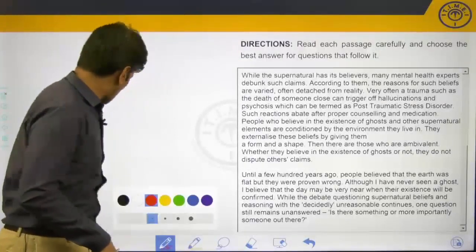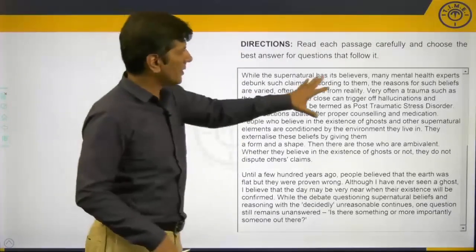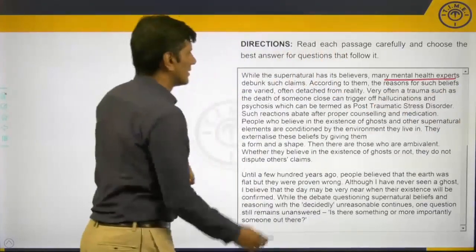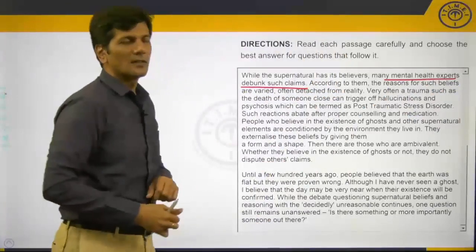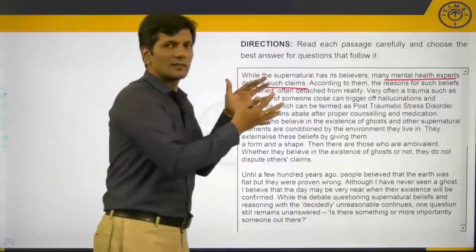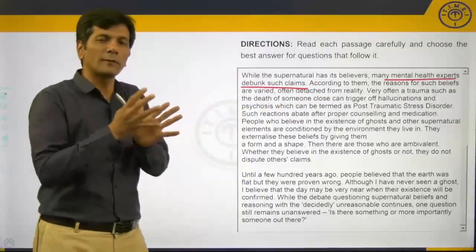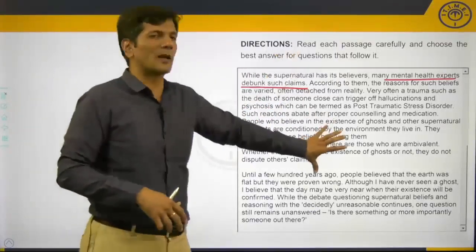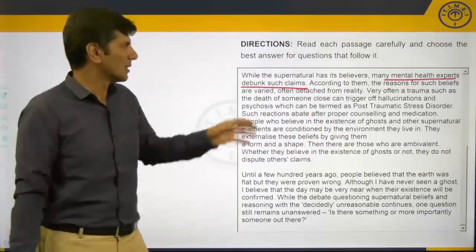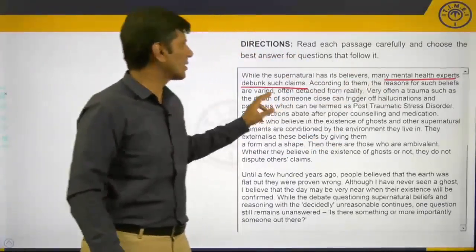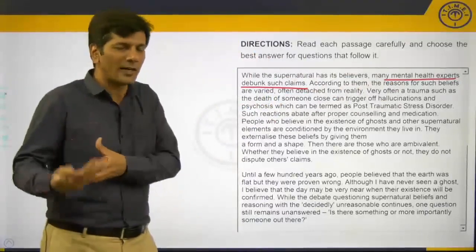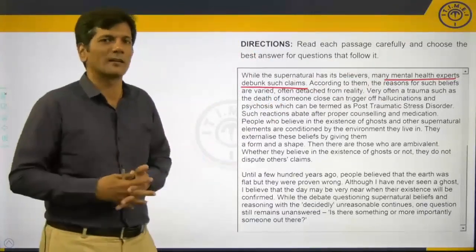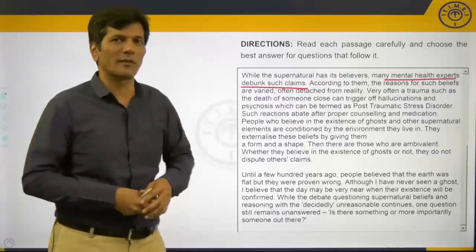Then our passage continues with the third paragraph. While the supernatural has its believers, many mental health experts debunk such claims. This is a key sentence that would give you a clue to anticipate what the rest of the paragraph is likely to develop into. Because it starts off with saying many mental health experts debunk such claims, your expectation should ideally be, what do they say? How do they debunk it? What's going on? What's the story behind it? Let's see if that anticipation matches with what's given.